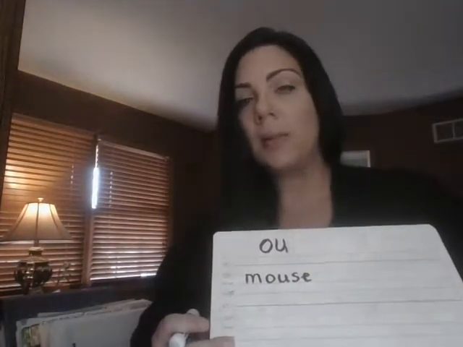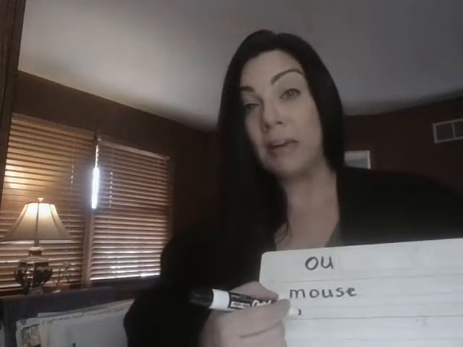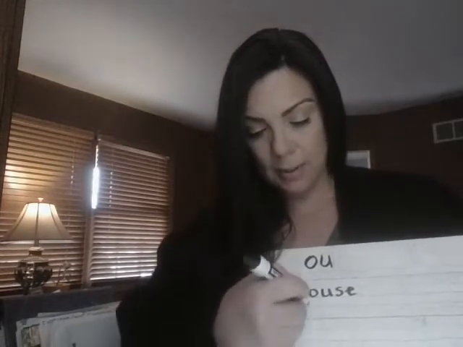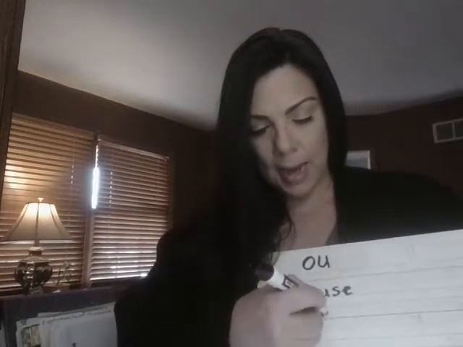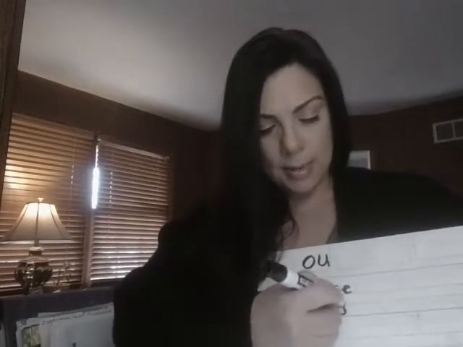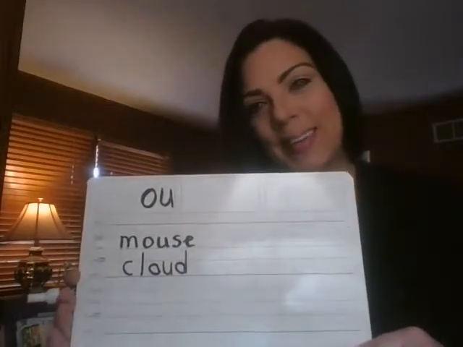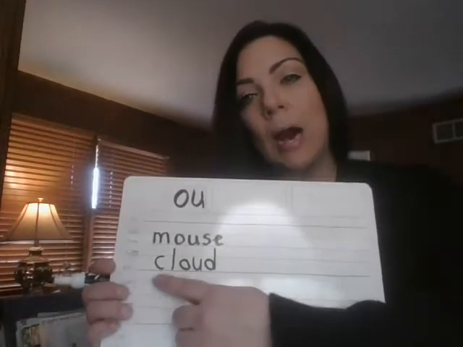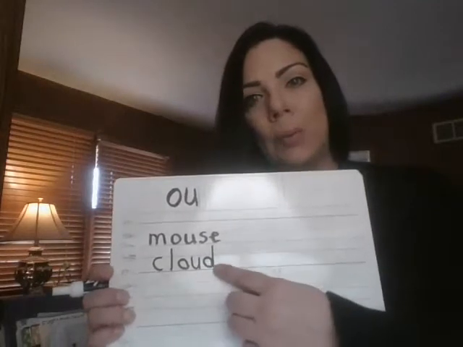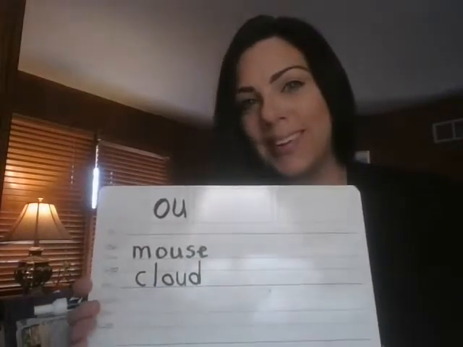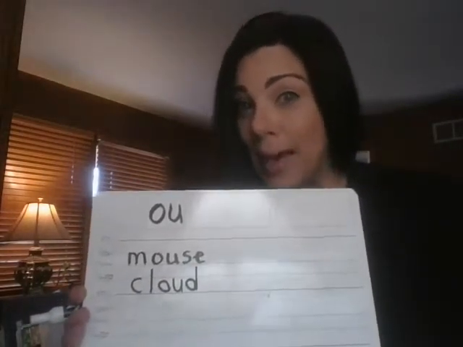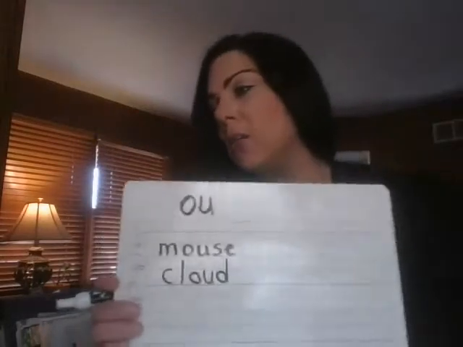All right. Let's try another one. Let's do cloud. Let's see if I can write upside down. C, l, ow, d. Cloud. I had to check it. Cloud. All right. So we have the ow sound. Cloud. How many syllables do you hear? I hope you said one, cloud. Okay, let's try another word.